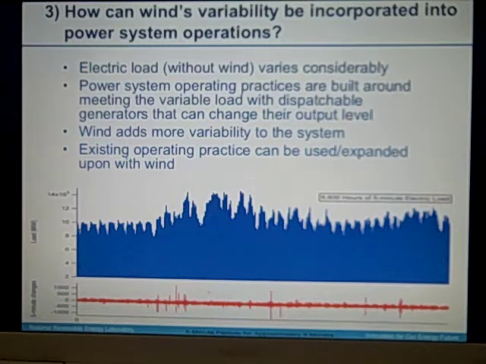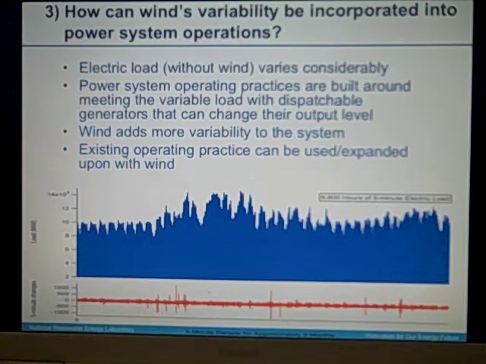The dark blue up at the top represents the 5-minute load, and this is for just about 9 months worth of data. And you can pick out some weekly, and if you've got good eyes, maybe even a couple of daily cycles here. But the point is that this is electric load without any wind generation whatsoever. This is what the power system operator has to live with and operate to on a day-to-day basis without any wind.